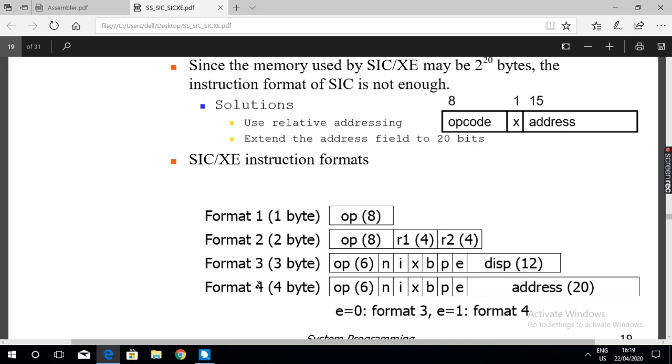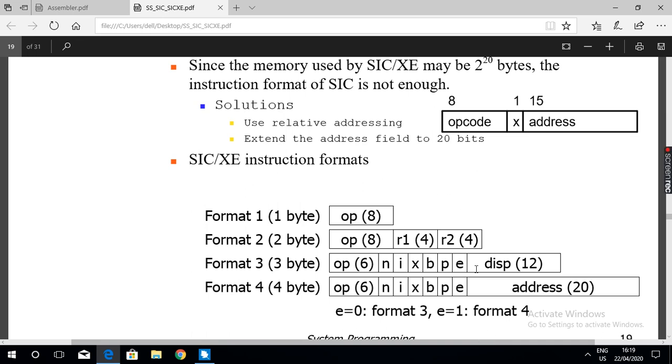The first one is called format 1 or 1 byte instructions. Next, the second is format 2 or 2 byte instructions. The third one is format 3 or 3 byte instructions. The fourth one is format 4 or 4 byte instructions. Okay, these instruction formats are important for examination.